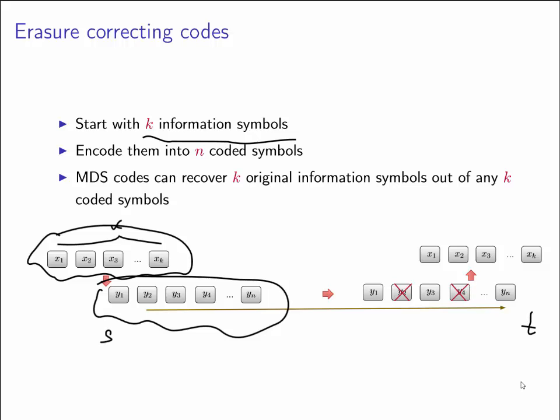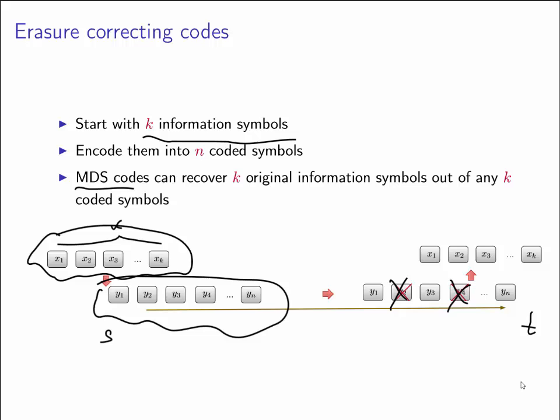Now if you're looking at the receiver side, the receiver will get some subset of those symbols because some of those symbols can be erased. For example, here symbol number 2 and number 4 are erased. Therefore, we only receive part of the symbols. If you have a good erasure correction code, which we refer to as a maximum distance separable code, MDS code, we can recover the original symbols from any k of the n symbols which are sent over the channel. So any k of the symbols of type y will be enough to decode the k original symbols.